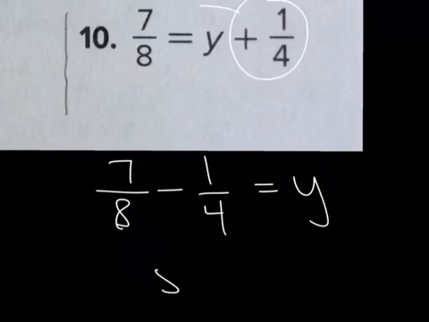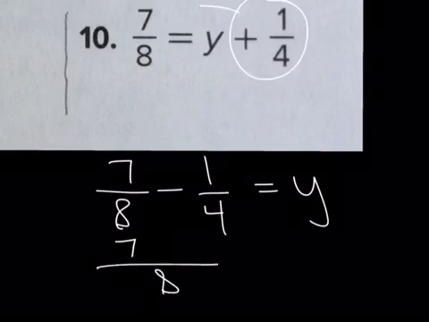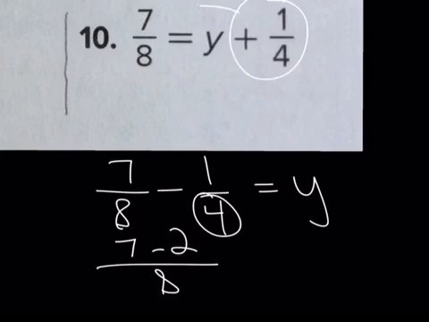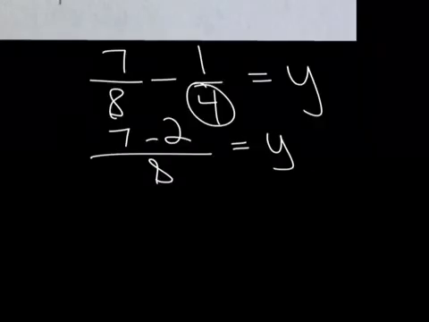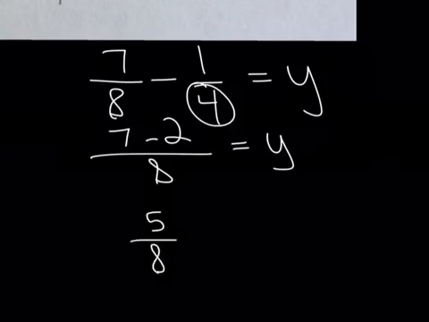My common denominator is 8. I didn't do anything to the 8, so I won't do anything to the 7, but I did double the 4, so I must double the 1 to the 2, and equals y. And 7 minus 2 is 5 over 8, y. So y equals 5/8.